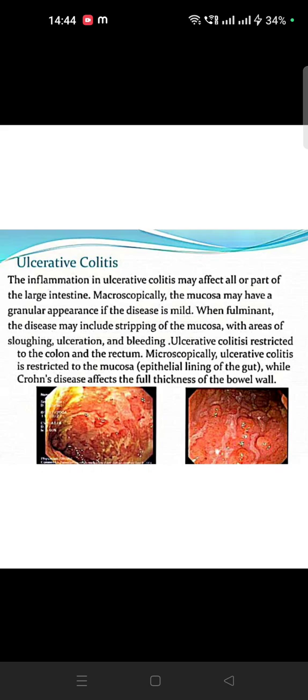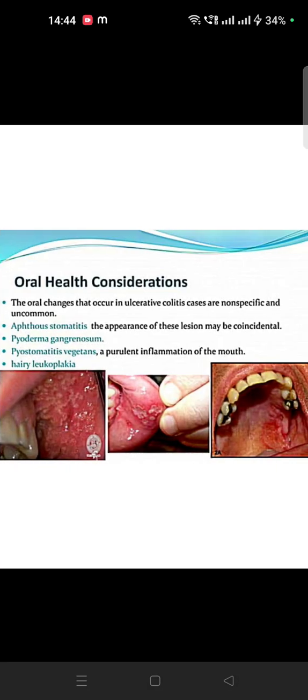Ulcerative colitis is a disease of part of the large intestine. The mucosa has a granular appearance and the disease is mild. Sloughing, ulceration, and bleeding are normal. Colitis will be there in the colon and rectum, with the epithelial lining of the gut involved, mucosa only. Crohn's disease involves the full thickness of the bowel wall.